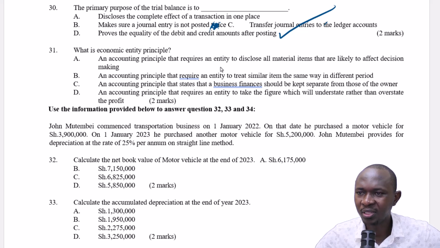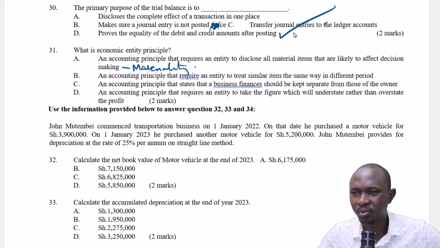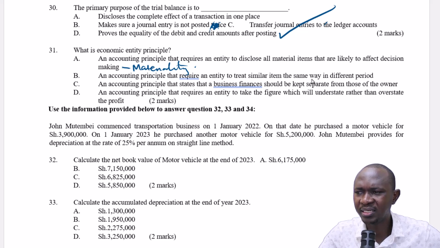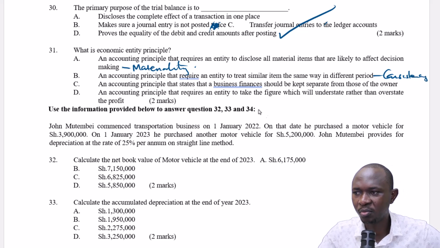An accounting principle that requires an entity to disclose all material items that are likely to affect decision making. This is not the entity principle; this is the materiality principle, where you are supposed to disclose all material items. An accounting principle that requires an entity to treat similar items the same way in different periods. This is consistency, so definitely it's not the economic entity.